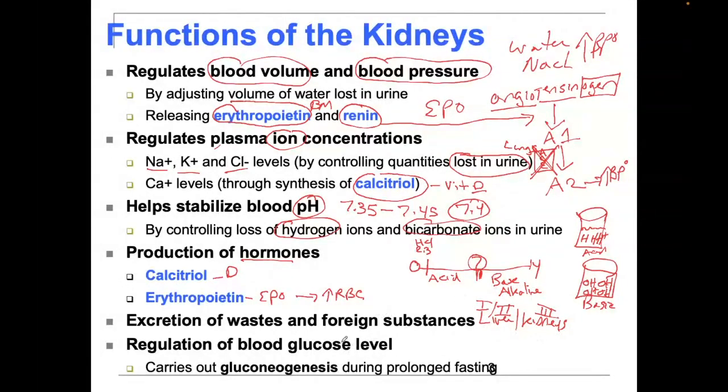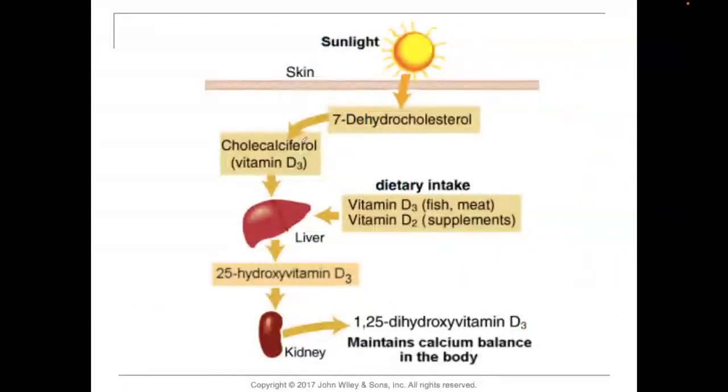And the kidneys are involved in the regulation of blood glucose. The kidneys can carry out gluconeogenesis, which means the production of glucose from different sources when you're in a fasting state and you're not consuming sugar.